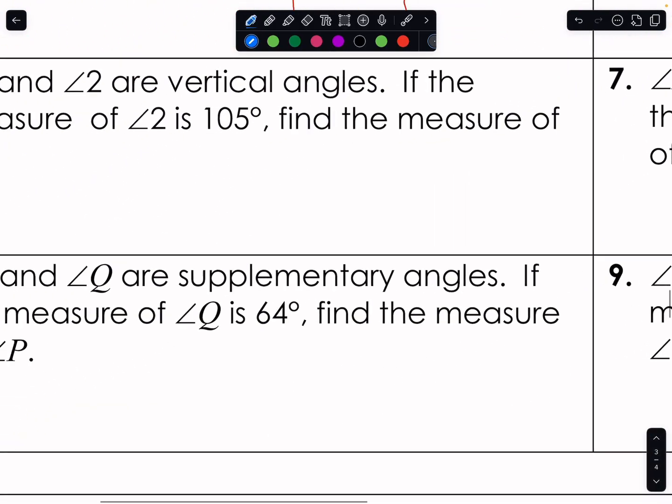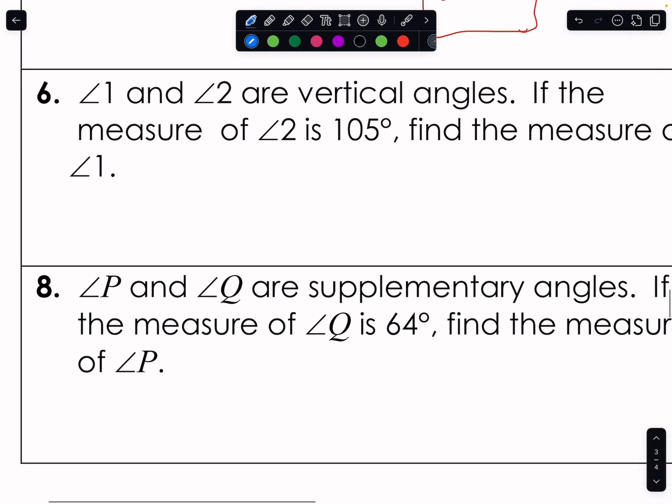All right, let's look at number 6. It says angles 1 and 2 are vertical angles. So we got to draw a picture about what that even means. Angle 1 and 2 are vertical. Let's draw this picture. We're going to call this angle 1. We're going to call that angle 2.